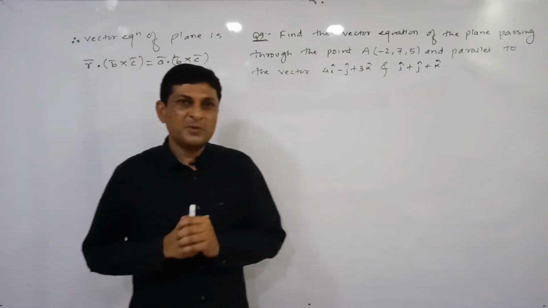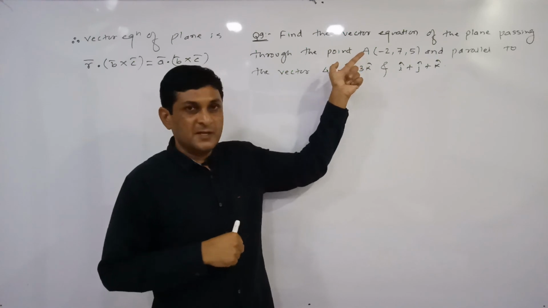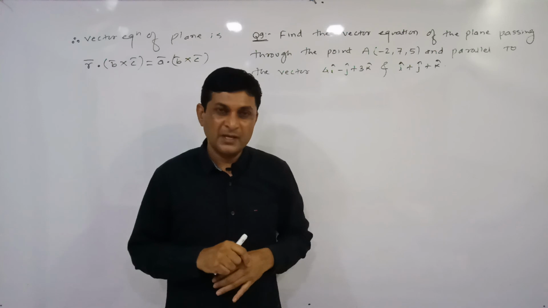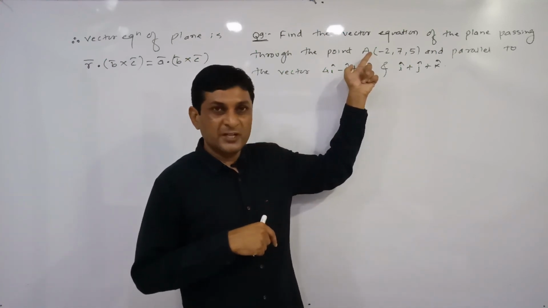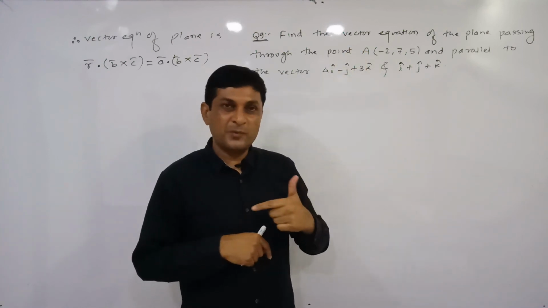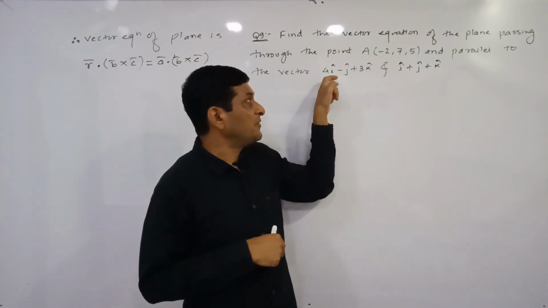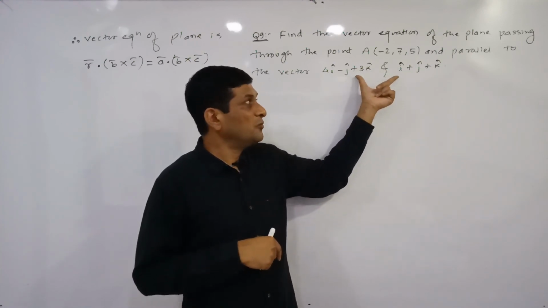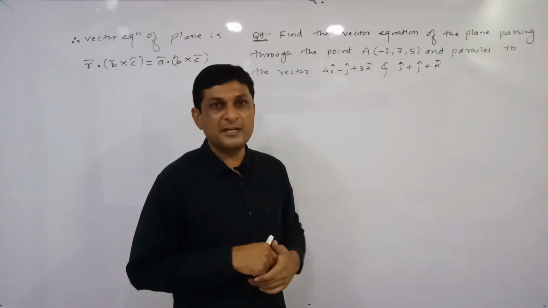See, in question number 9, we are finding the vector equation of a plane passing through the point. One point on the plane is given to us and we have to find the vector equation. If one point on the plane is given to us, at that time we denote its position vector by a bar, so from the coordinates of this point we will get the value of a bar, and this plane is parallel to these two vectors. If I denote this vector by b bar and this vector by c bar, then two vectors parallel to the plane are given to us and the position vector of one point on the plane is given to us.